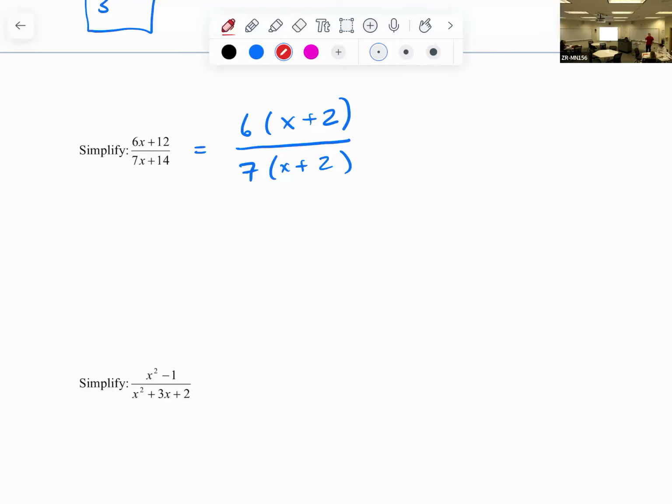Now, be aware, you can only cancel numerator to denominator if things are being multiplied, right? This actually says 6 times quantity x plus 2, 7 times quantity x plus 2. Then you can cancel. It is crucially important that you have everything being multiplied.